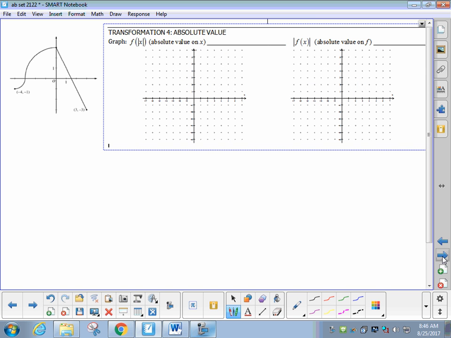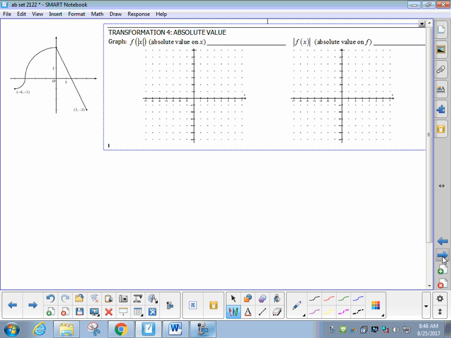All right, now the absolute value is the hardest one. Okay? Absolute value, people tend to be fine with one of these and not so fine with the other. This is the one they're usually fine with. Can you tell me what this graph would look like? Absolute value of f.